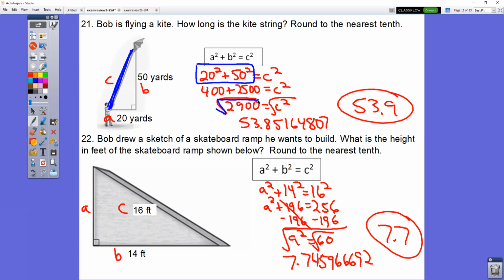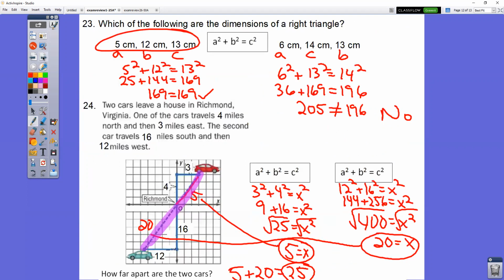In question number 22, this time we're given the C side, which is 16. I chose this side as my A and 14 as my B. So I'm solving for the A side this time. So plug the numbers into the formula where it belongs. A squared plus 14 squared equals 16 squared. Square these numbers first. 14 squared is 196. 16 squared is 256. I want to try and get the A squared all by itself. So minus 196 minus 196, we get 60 when we subtract. Take the square root of 60 and you get 7.7.